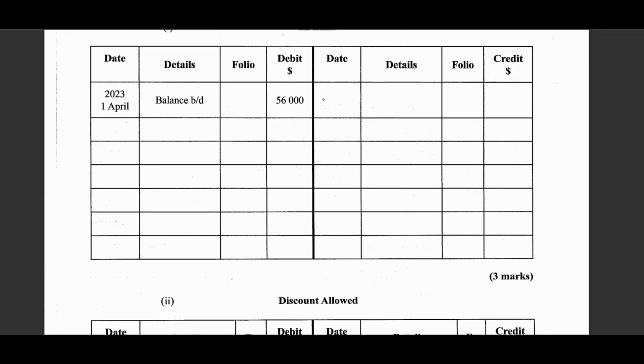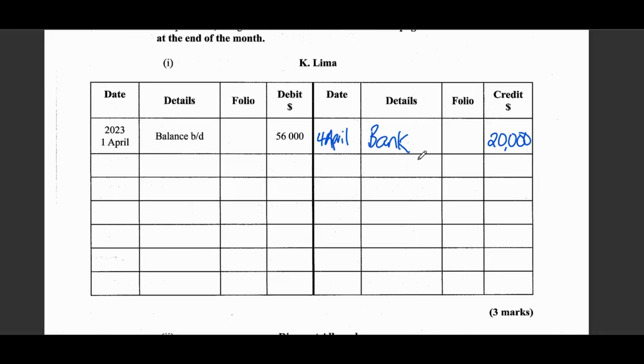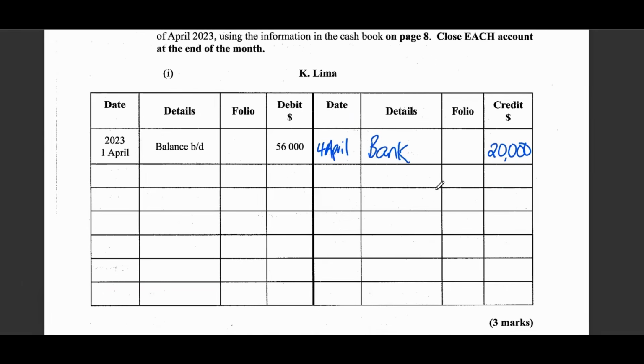The 4th of April. Bank, 20,000. This was how much she paid us. We would have debited the cash book and now credit Lima. Also on the same day, there's a discount allowed as well. $250.